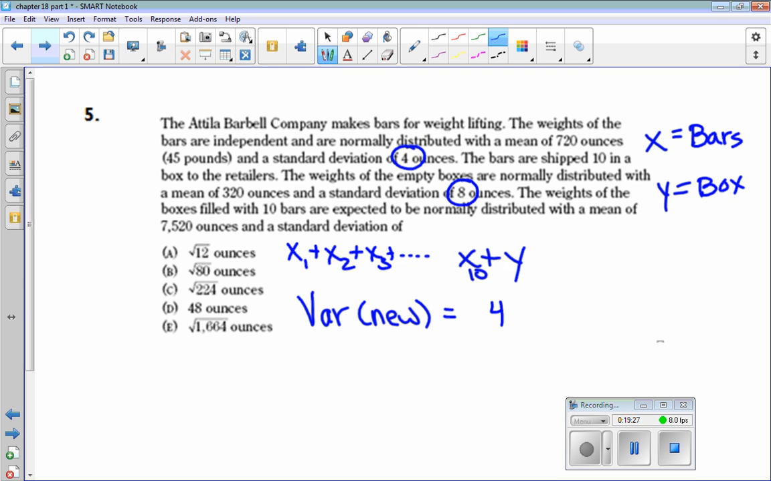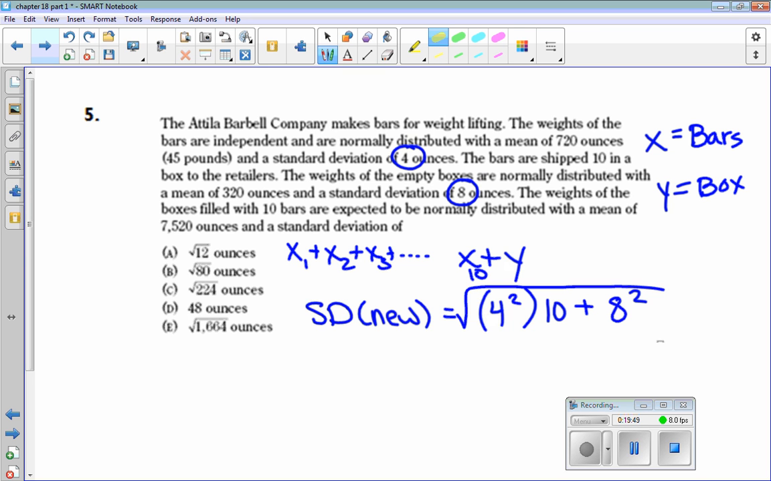So we have 4 squared. How many times? 10 times. There's 10 of them, right? Plus 8 squared. You with me on that? And so the standard deviation would simply just be the square root of that. Do you agree with that part? Okay. So let's figure out what number that would be. Maybe that's why you guys got it right and I got it wrong. So the square root of 4 squared times 10 plus 8 squared.